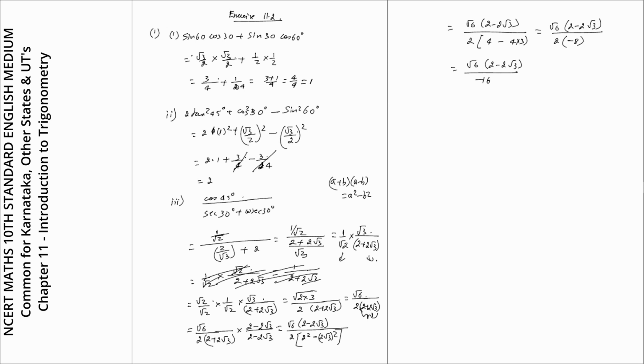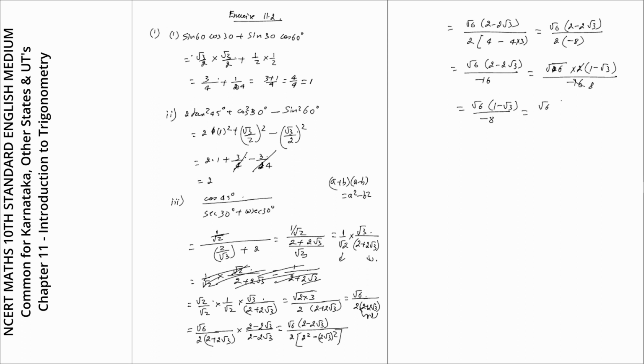So now what I'll do is in the numerator I'll take 2 common factor, 2 into 1 minus root 3. I'll write this way. Now minus 16. Now 2 1s are 2, 2 8s are 16. So I'll get root 6 into 1 minus root 3 by minus 8. So now again, root 6.